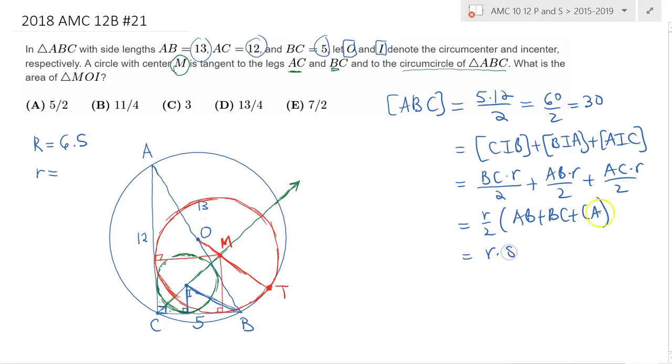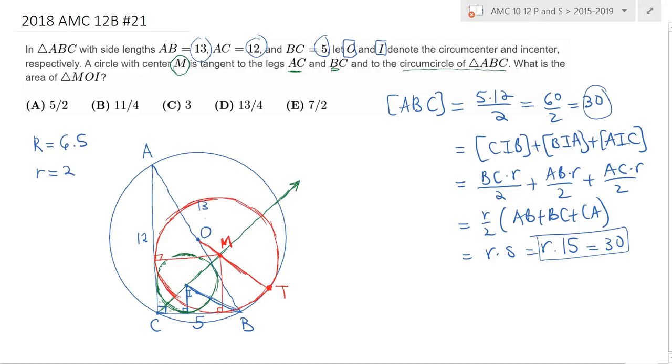R times (AB plus BC plus CA), which is the perimeter, divided by 2 is the semi-perimeter. We just proved an alternative area formulation here, and here the semi-perimeter would be, let's quickly do it, R times 5 plus 12 plus 13, which is 30, divided by 2, 15. Hey, earlier we found out the area was 30, so we kind of did a double counting here, right? With that simple type of argument, we can easily establish that R is indeed equal to 2.